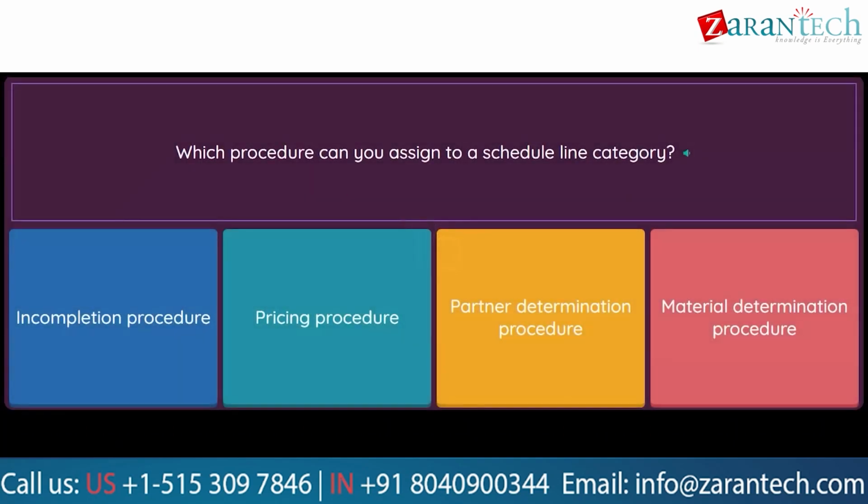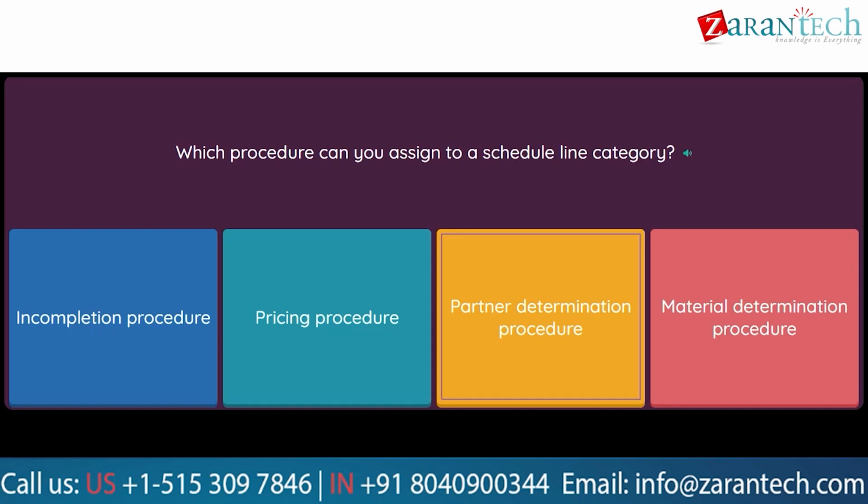Question: which procedure can you assign to a schedule line category? Option 1. Incompletion procedure. Option 2. Pricing procedure. Option 3. Partner determination procedure. Option 4. Material determination procedure.